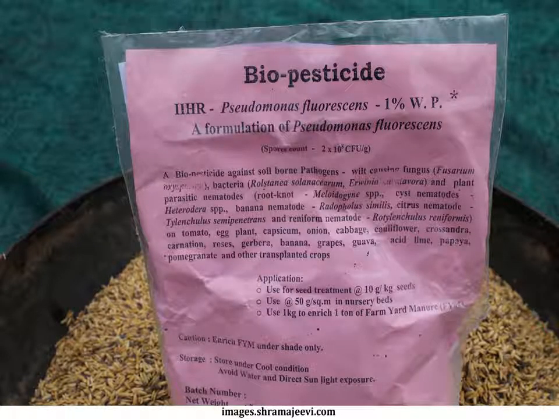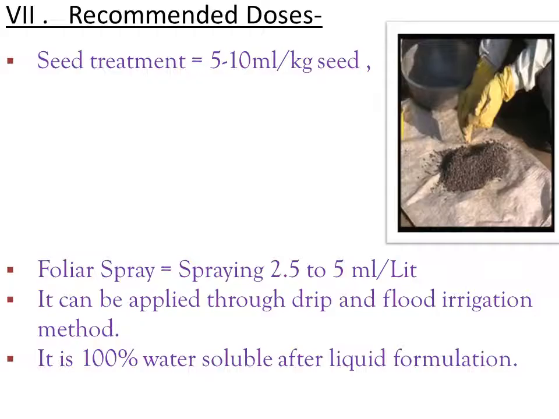This is the powder formulation developed in the Indian Institute of Horticultural Research, Bangalore. The recommended dose of Pseudomonas fluorescens as a seed treatment is 5 to 10 ml per kg of seed before sowing. We can even do instant seed treatment in the field also. For foliar spray, 2.5 to 5 ml per liter of water can be applied, and it can be applied through drip irrigation as an irrigation method. It is a 100% water soluble formulation that can be developed in different carriers.